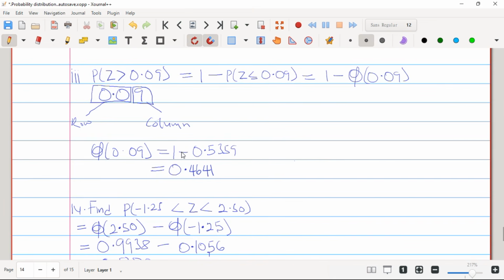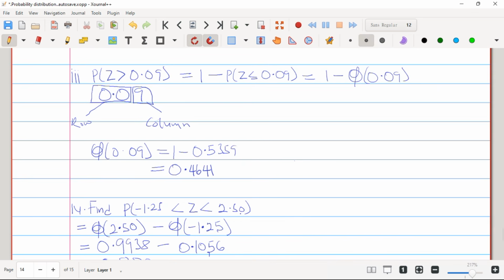That's the probability, right? So what about when you are asked to find the probability that our z lies between negative 1.25 and 2.50? Sorry, I'm making this same mistake. I'm very sorry, I'm in the middle of the video. The probability that our z lies between negative 1.25 and 2.5.